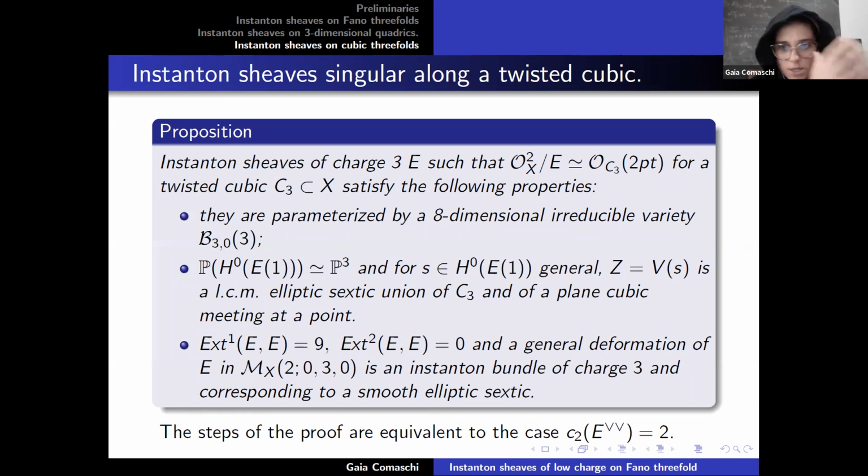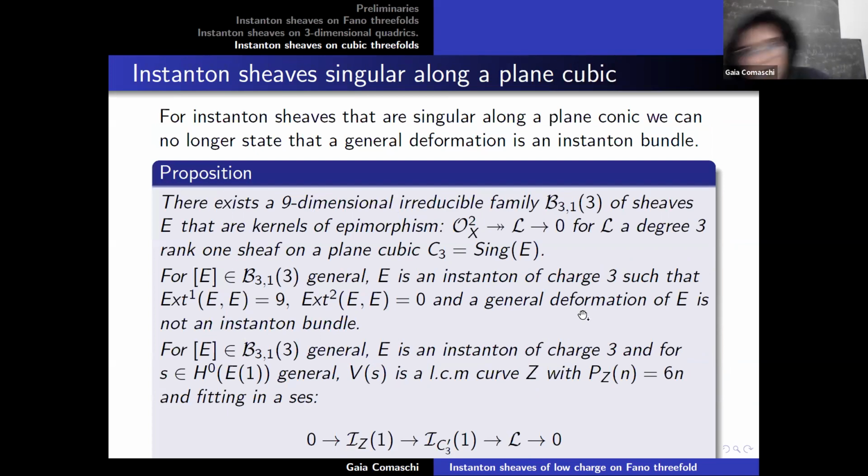So the idea of the proof is the same. At first, we compute the dimension of this Ext that tells us the local dimension and the fact that we don't have obstruction. And then we show that we can smooth out these curves, the curves obtained in this way, to a smooth elliptic sextic.